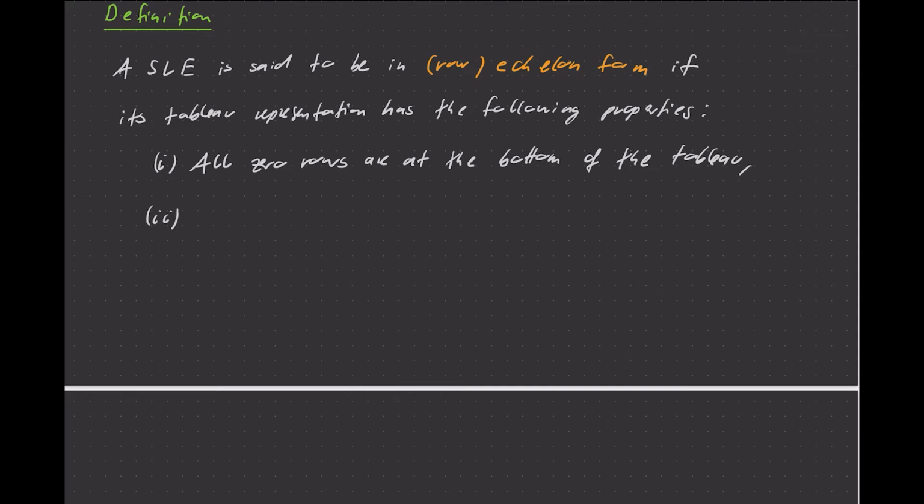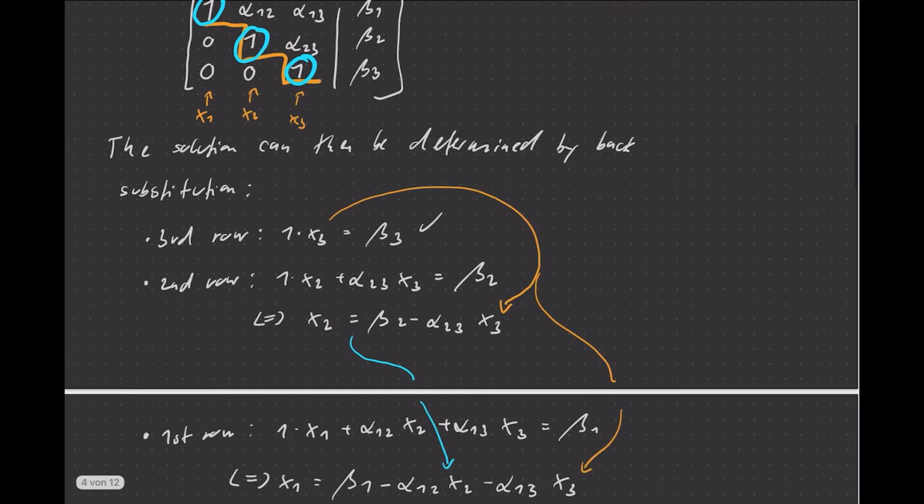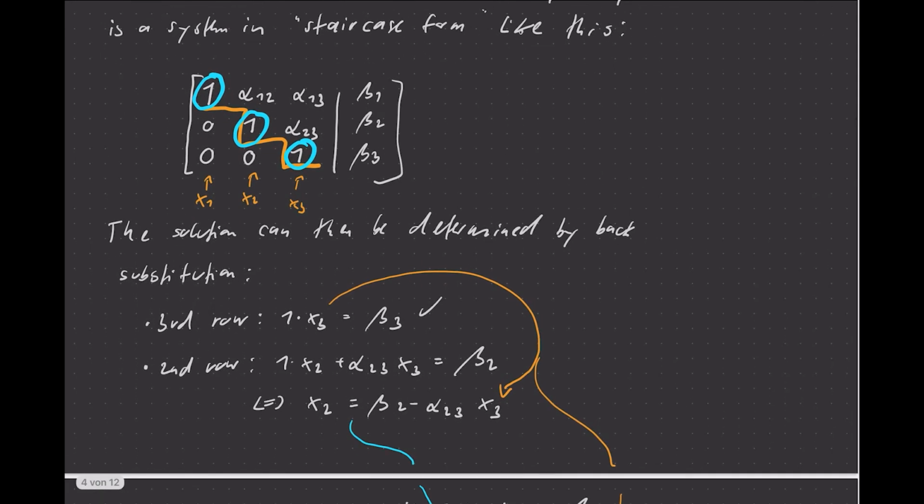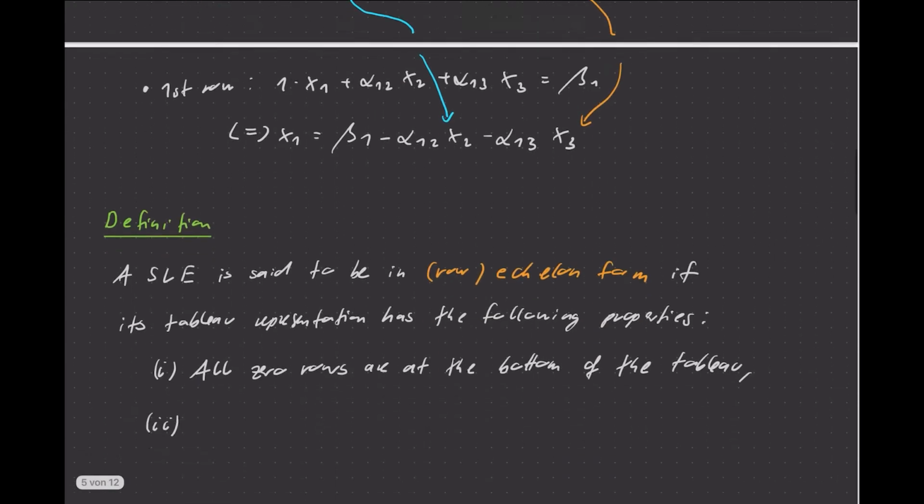Second property: for each row, we want that all the entries beneath that leftmost non-zero entry are 0. So here's the leftmost non-zero entry of row 2. All entries below that need to be 0. Here's the leftmost non-zero entry of row 1. All entries below that need to be 0. That's the staircase form that we want.